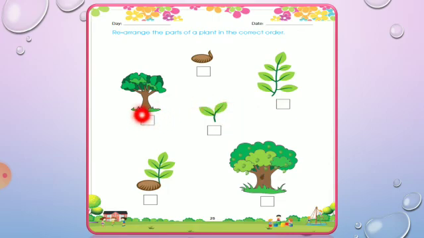And then we had a growing tree. That was the step 5 of life cycle of a tree. So we're going to write number 5 in the box over here. And then finally, number 6. And we're going to write number 6 in the box over here. Finally, we have a mature tree with fruits that contain seeds.